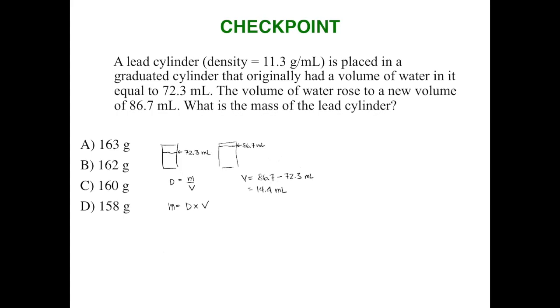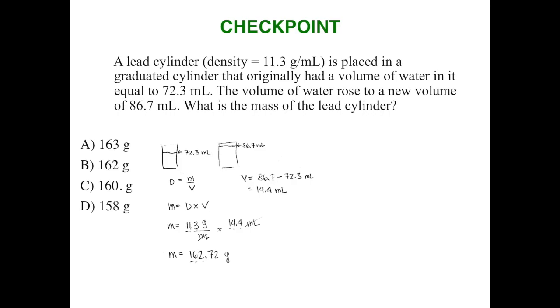So all we need to do is plug in density and plug in the volume that we have calculated. The density is 11.3 times the volume is 14.4 mL. Both of these numbers have 3 sig figs, so we should make sure our final answer does have 3 sig figs. Doing this on the calculator, we get 162.72. With 3 sig figs, we can round this up to 163 grams. Answer is A. Very good.